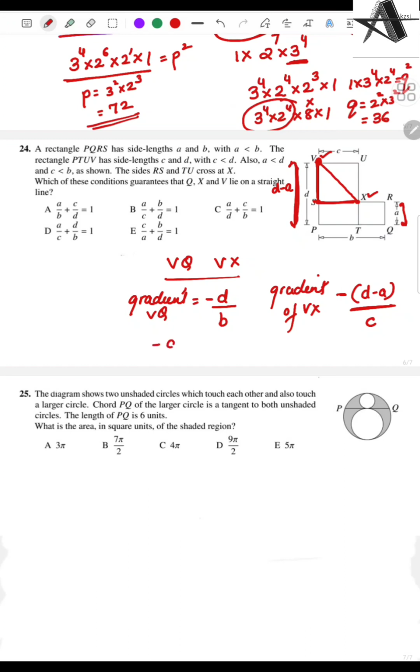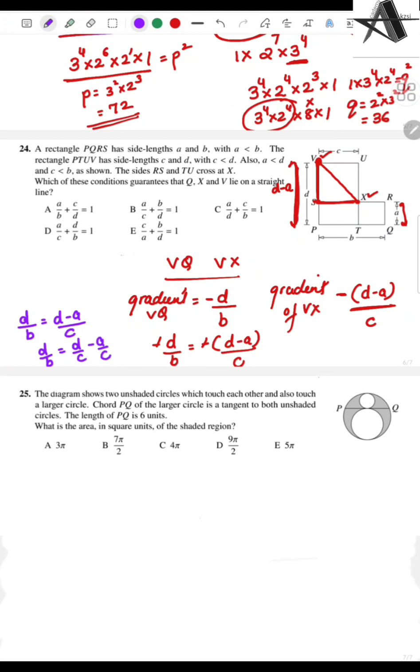That means minus D over B equals minus D minus A over C. Cancel out negative and negative, remaining is D over B equals D minus A over C. Let me see how we can simplify it. D over B can be written as D over C minus A over C.